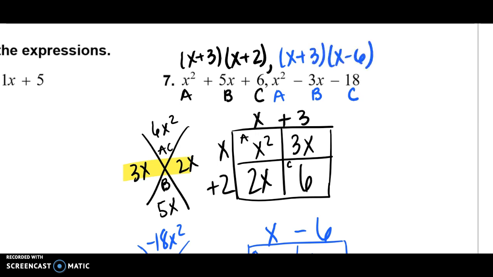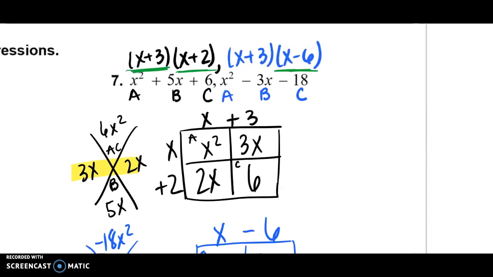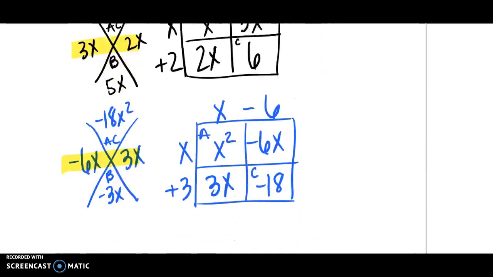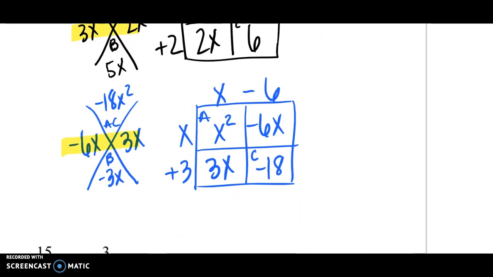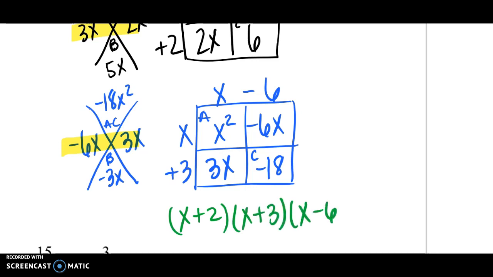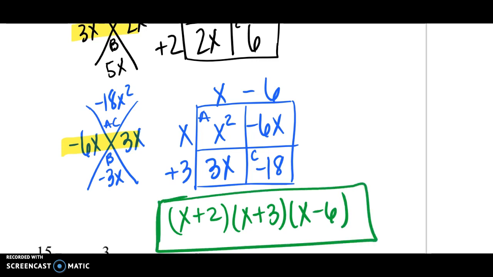So that means our least common multiple is x plus 3, x plus 2, we already have x plus 3, and then x minus 6. So let's go ahead and write that down. It was x plus 2, x plus 3, and x minus 6. This is our final answer.